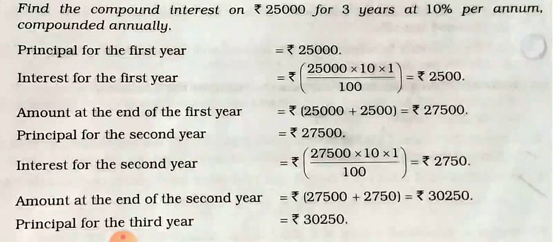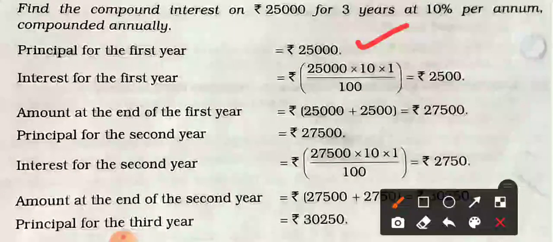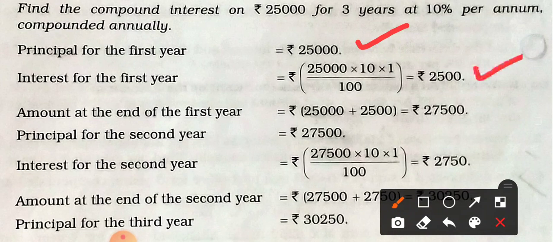So what is the principal for the first year? Here you can see the principal for the first year is 25,000. And the interest for the first year, as in simple interest we have already studied, is P into R into T, that is principal into rate into time divided by 100. So interest will be calculated as 2500.